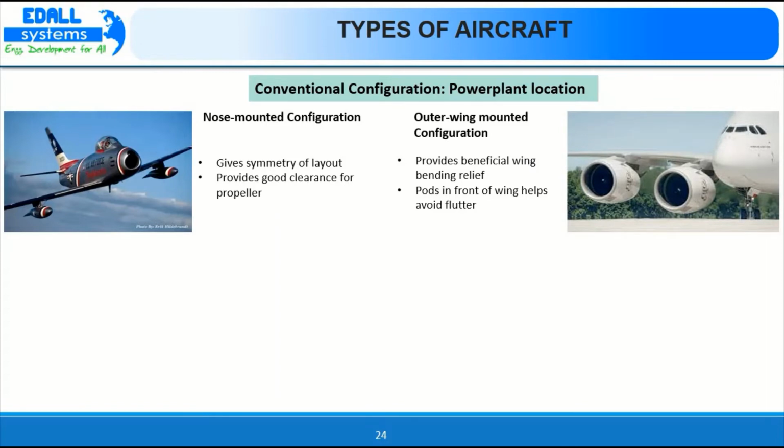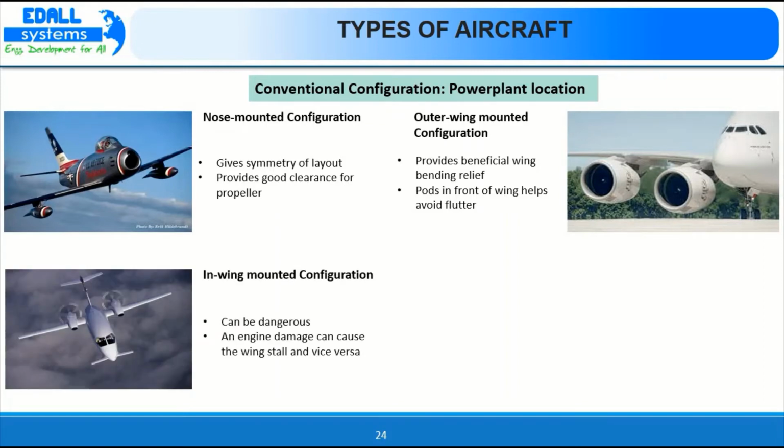Then we have outer wing mounted configuration. Outer wing provides beneficial wing bending relief, and pods in front of the wing help avoid flutter. We can see that engines are mounted at the bottom of the wing and placed well ahead of the leading edge. This will avoid damage to the wing and also to the engine. Then we have in-wing mounted configuration. In in-wing mounted configuration, the wing and the engine are both placed in one single structure. This is a very dangerous kind of configuration, because if the wing starts to stall, it will damage the engine, and it can work vice versa also. Also, the stresses generated by the vibration of the compressor and turbine inside the engine can cause harm to the wing, which may give a stall.